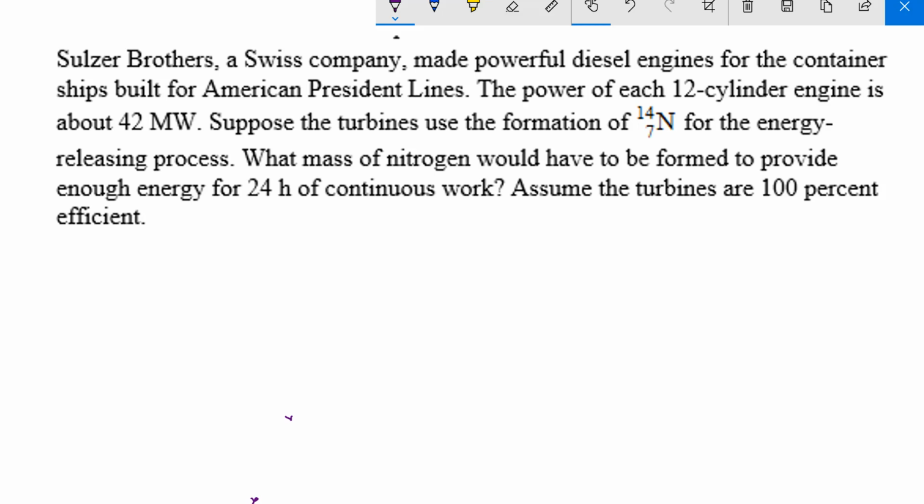The power of each 12-cylinder engine is about 42 megawatts. Suppose the turbines use the formation of nitrogen-14,7 for the energy-releasing process. What mass of nitrogen would have to be formed to provide enough energy for 24 hours of continuous work? Assume the turbines are 100% efficient.